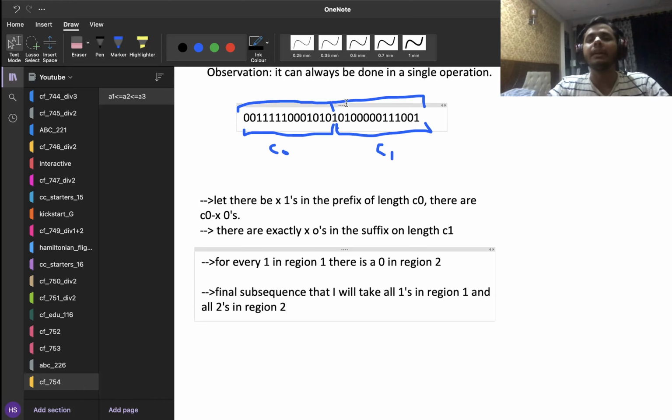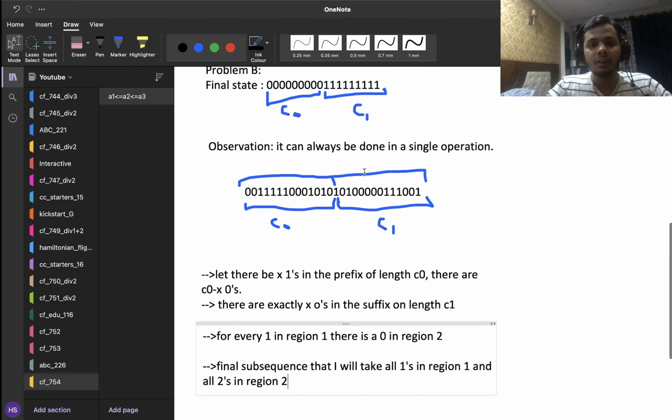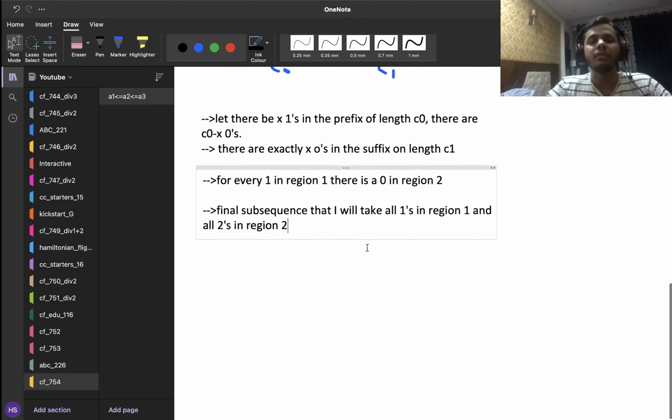By doing that, the entire region 1 will contain just zeros and the entire region 2 will contain just ones, and the final string will be 0 0 0 0 0 1 1 1 1 1, which is sorted in non-decreasing order, which is what we finally want. So this is the complete solution for problem B. Let's just have a look at the code.